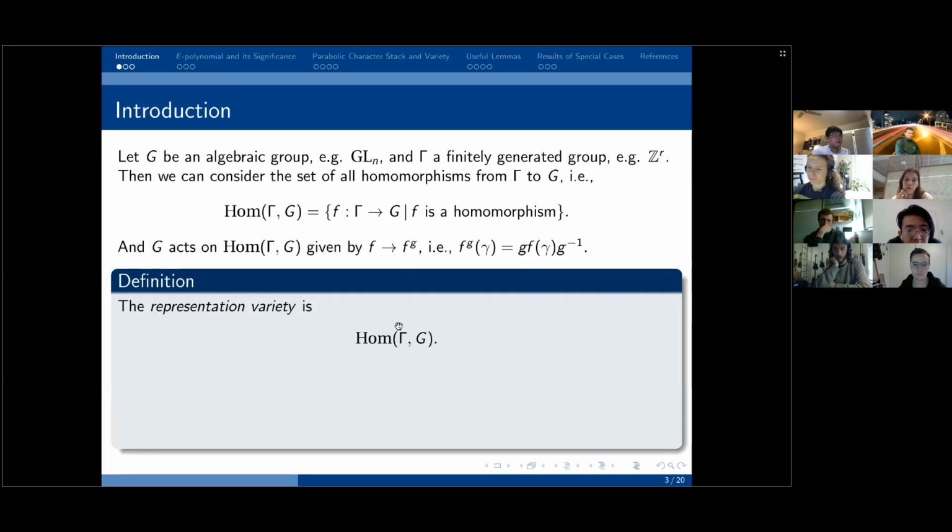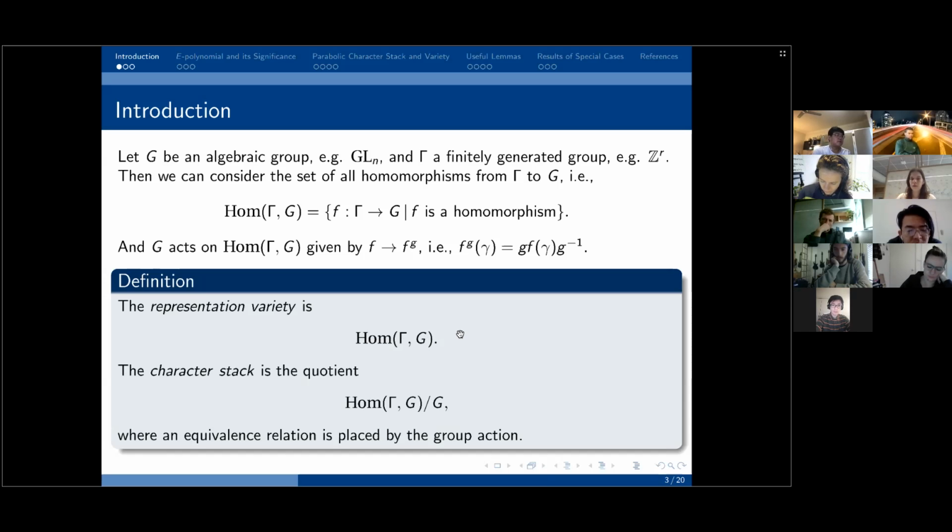So this is a variety because this is defined over the algebraic group G. So the algebraic and geometric properties come from this G. And the next object is called the character stack, which is the quotient of this representation variety. And here, the equivalence relation is given by the group action. So this is conjugation. So this is called the character stack.